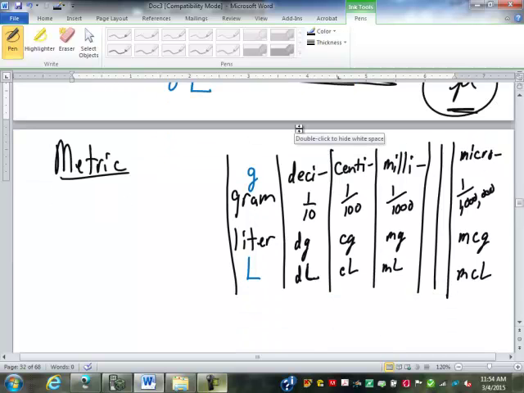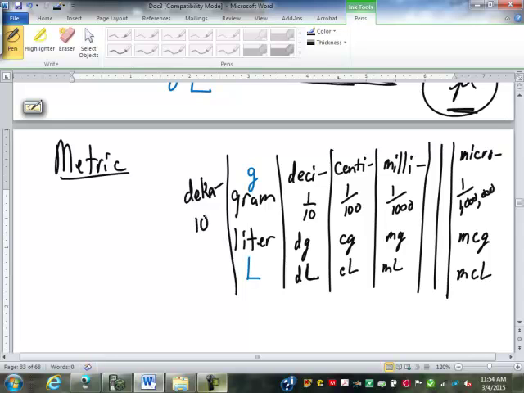Going larger from our standard units in the metric system, we have deca. Deca means 10. Now, DG and DL has already been used for deci, so they use DA for deca. So DAG or DAL would be a decagram or a decaliter, so 10 grams or 10 liters. Next is hecto, which is 100. So HG is a hectogram, which is 100 grams. HL is a hectoliter or 100 liters.